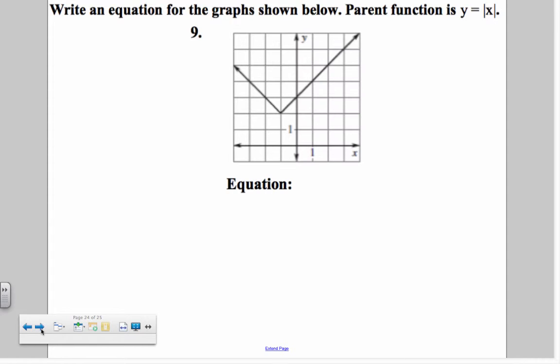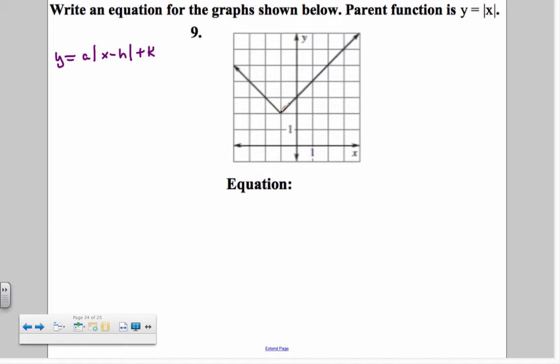Okay, next problem is number 9. It says, write an equation for the graph shown below, where the parent function is y equals the absolute value of x. So again, thinking about the general equation, I have y equals a times the absolute value of x minus h plus k. I know that my a is a vertical stretch or shrink, and I can almost compare that to slope. So let's figure out if there is a vertical stretch or shrink first for this equation.